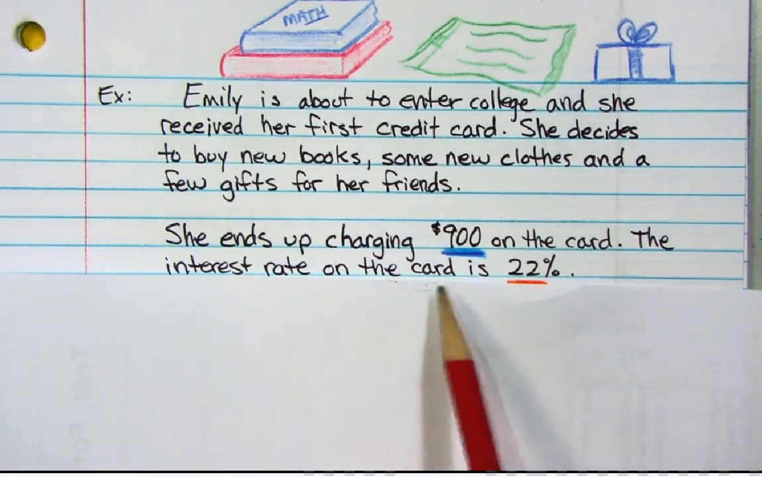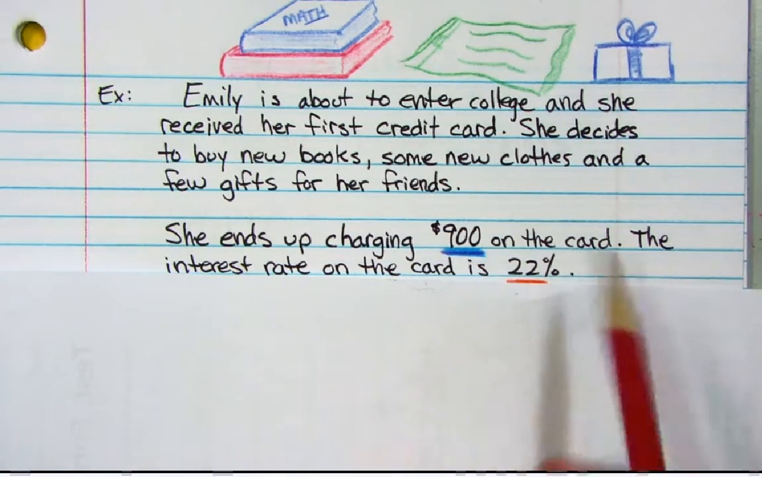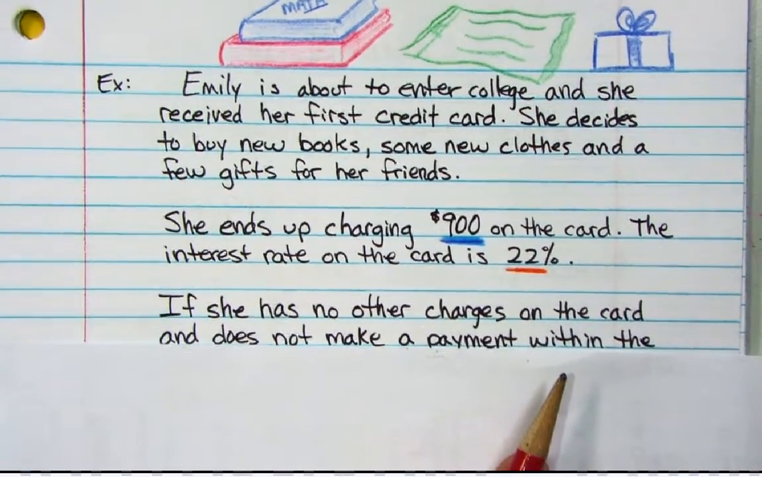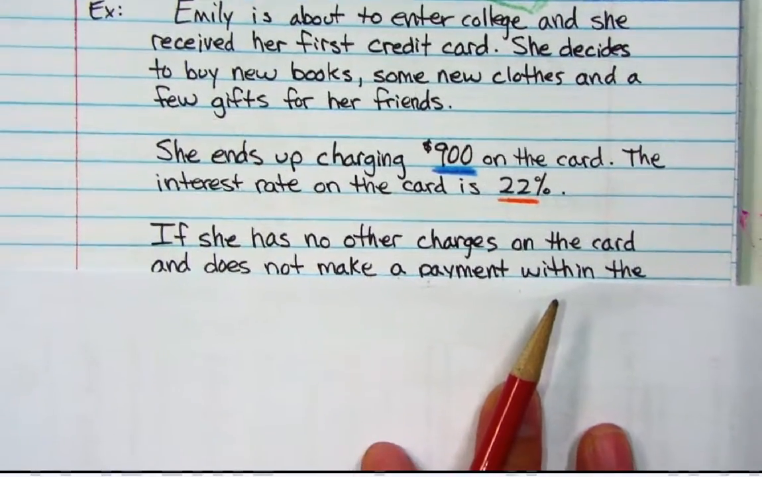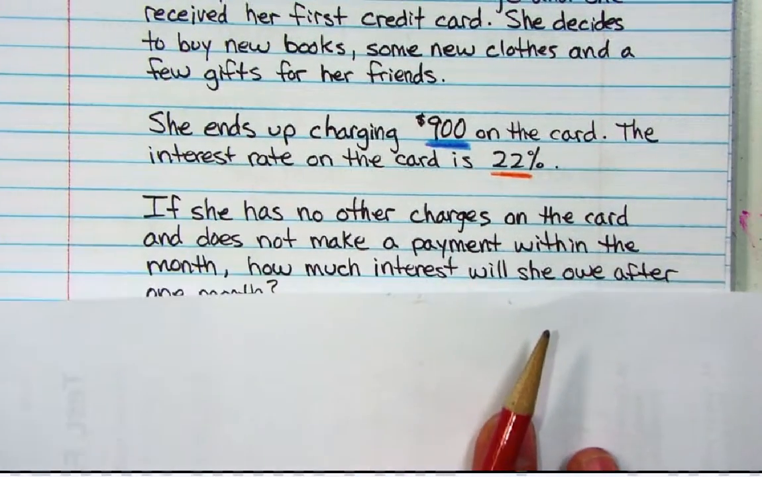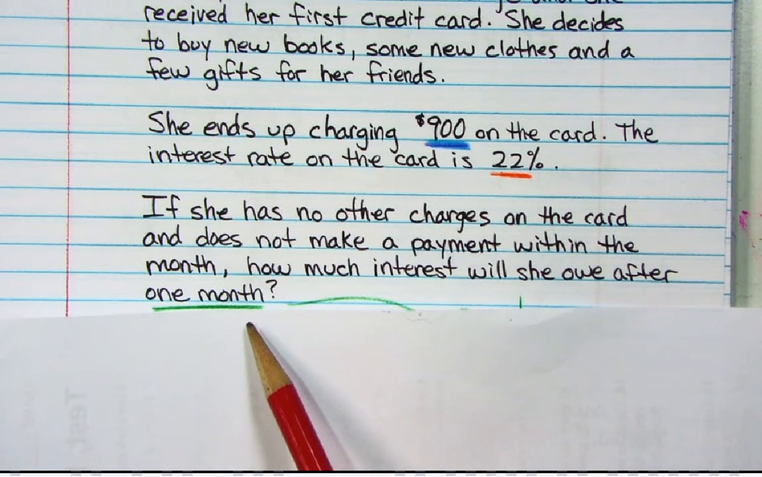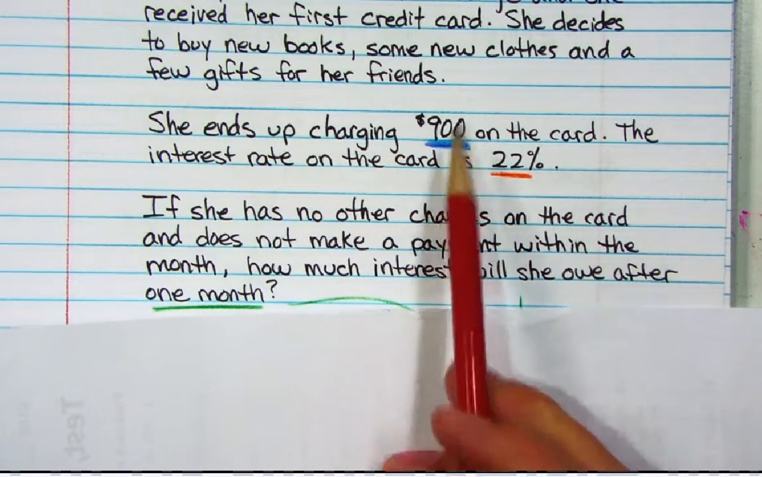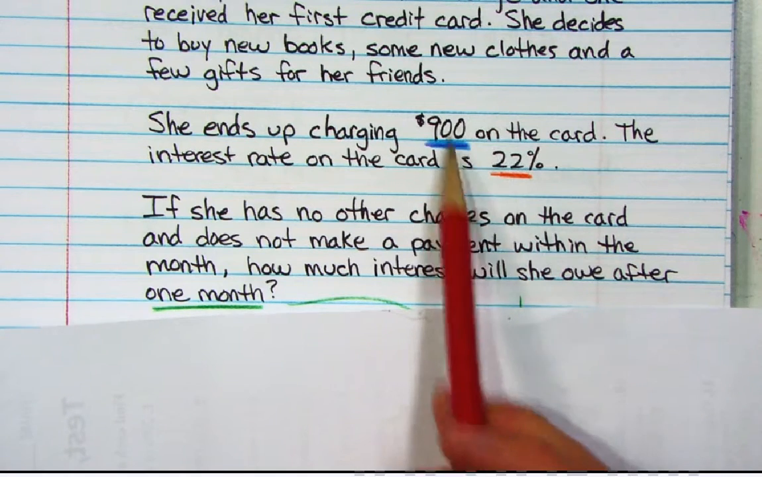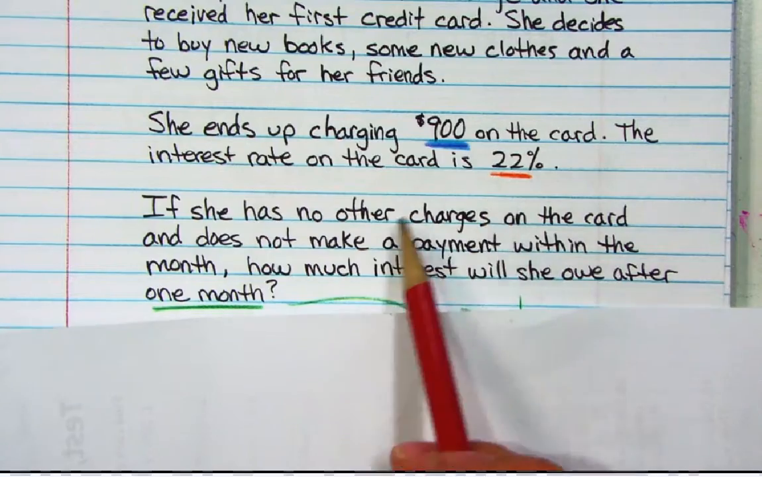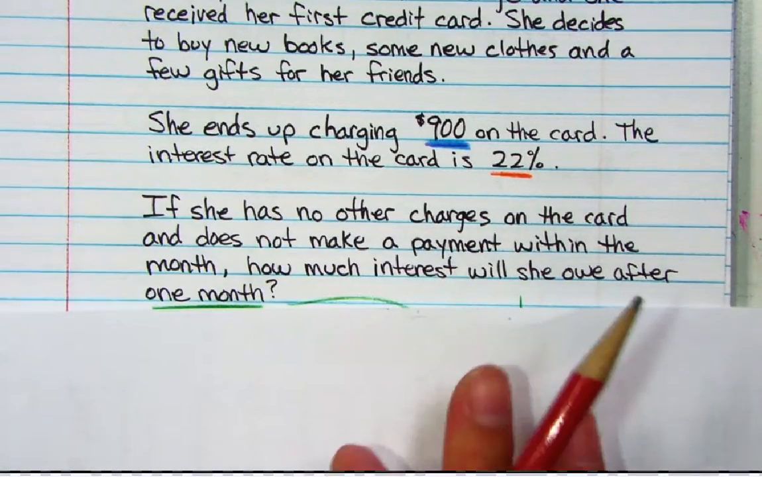The interest rate on the card is 22%. Oh my gosh, welcome to reality. If she has no other charges on the card and does not make a payment within the month, how much interest is she going to pay after just 1 month? Whoa, okay, let's see. She uses $900, she doesn't pay it back at the end of the month. 22%, how much is she going to owe after a month?